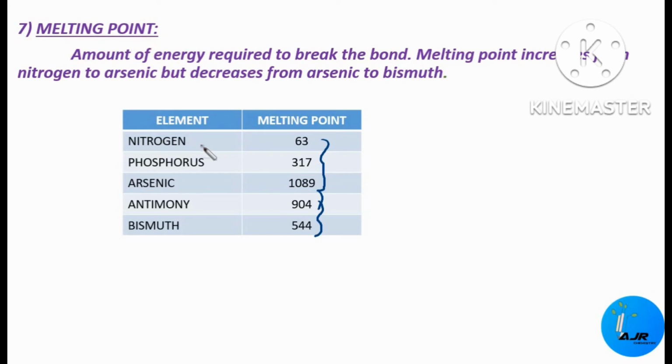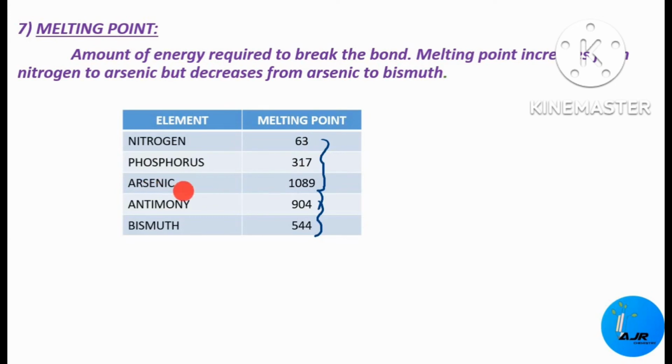Now let us see for nitrogen. Nitrogen is a non-polar molecule and it has weak van der Waals force, so the melting point is very low. Since it is non-polar and has weak van der Waals force, it is very easy to break the bond, so automatically the melting point is low, that is 63. Now phosphorus is a solid. It has covalent bonds, and that's why its melting point is a little high compared to nitrogen. It is a little hard to break the bond.